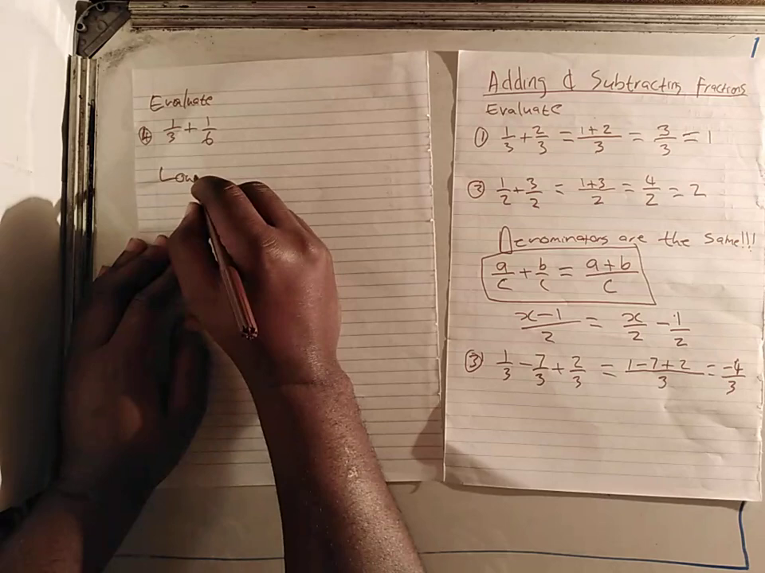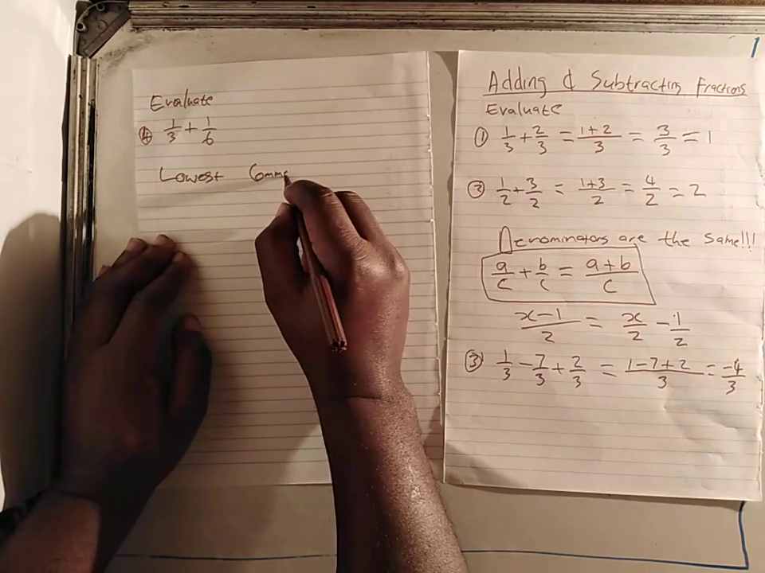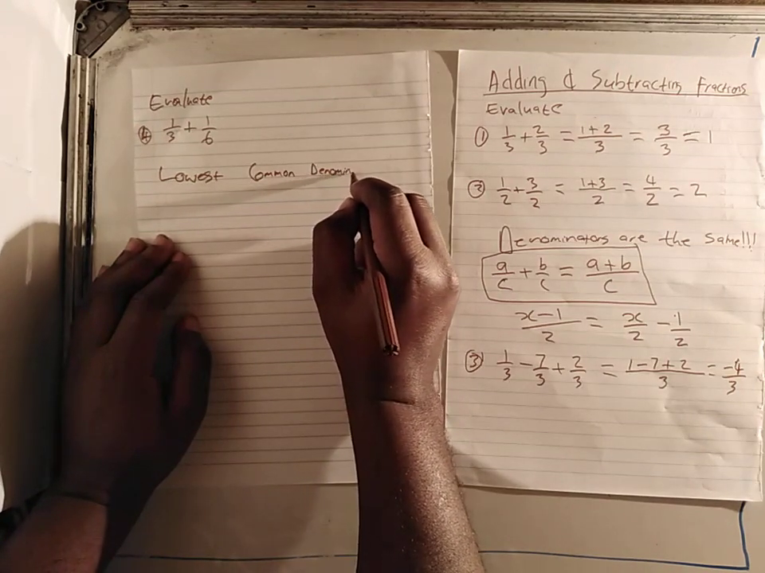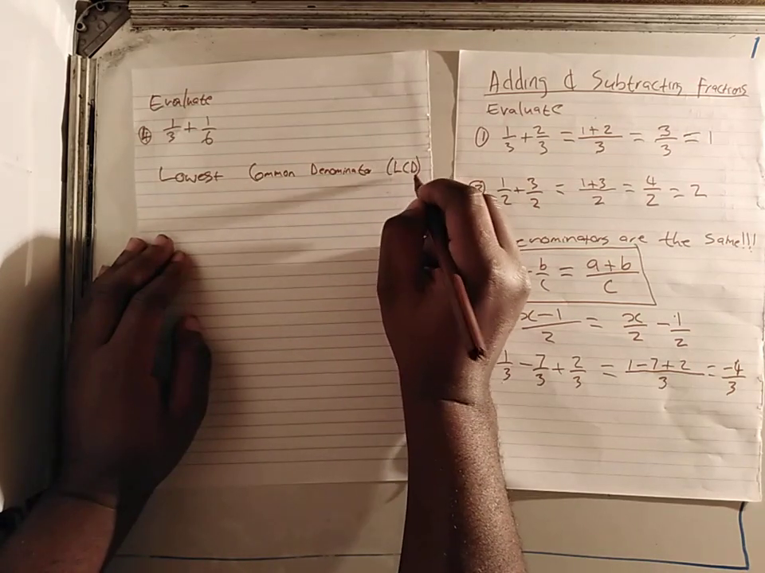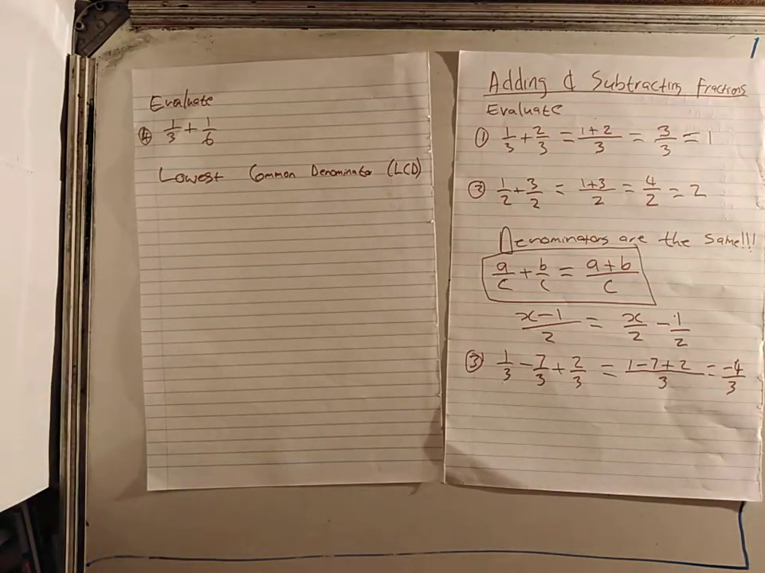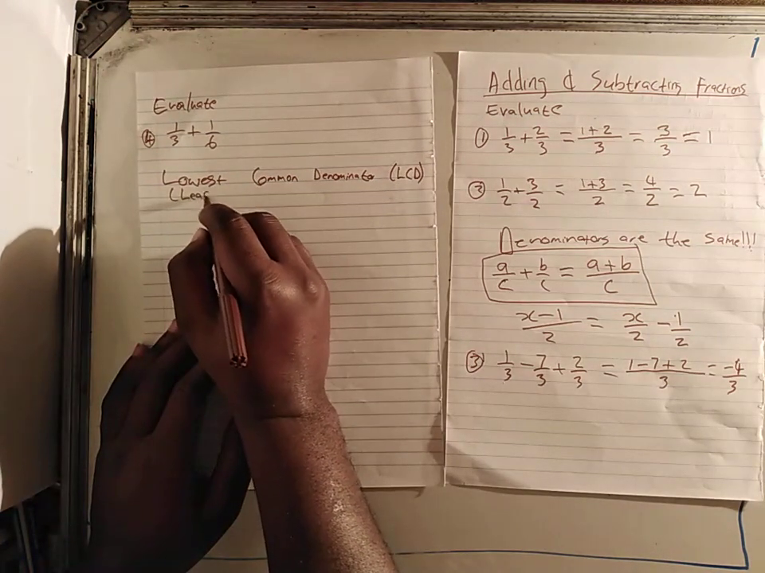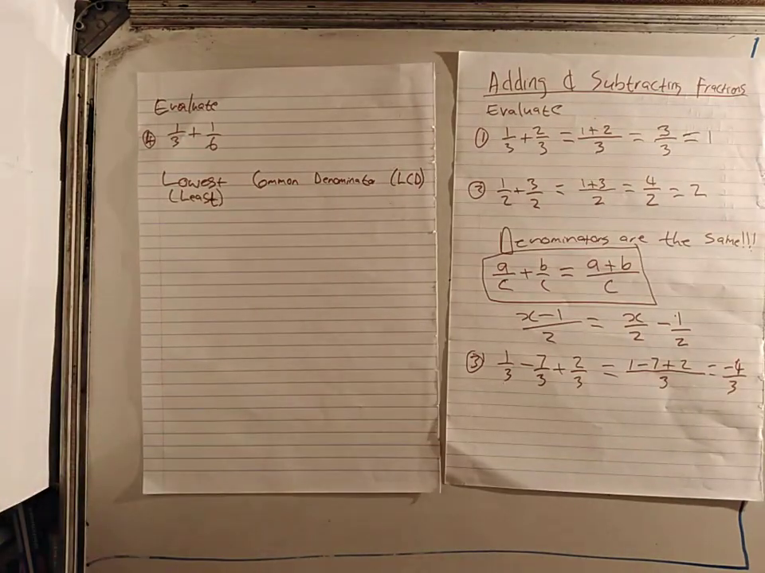Lowest common denominator. They call it LCD. Other people call it least common denominator. It's the same thing, mostly in America. In South Africa, we usually use lowest common denominator. But it's all the same thing. Let me just put least here, just in case there are some of you who are from the American system. Least common denominator, but it all ends up being an LCD.